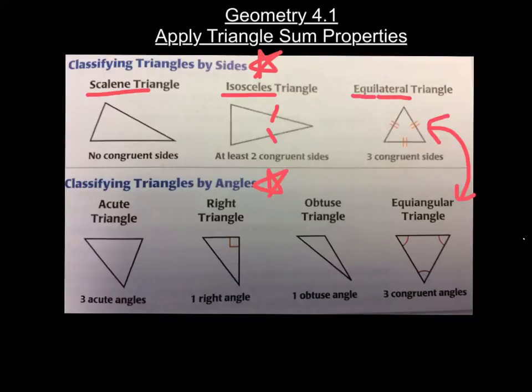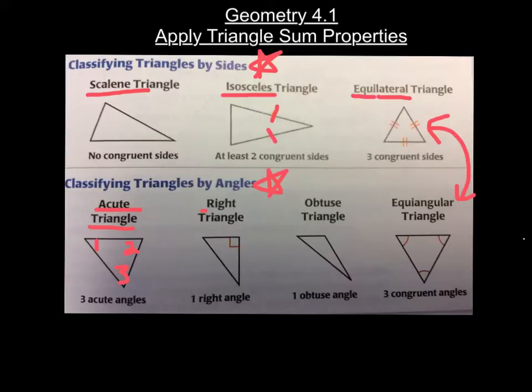That being said, now let's look at the angles. If you have an acute triangle, that means that every single one of these angles in the triangle has to be acute, which means it has to be less than 90. So if this is angle 1, and this is angle 2, and this is angle 3, each one of those angles has to be less than 90 degrees.